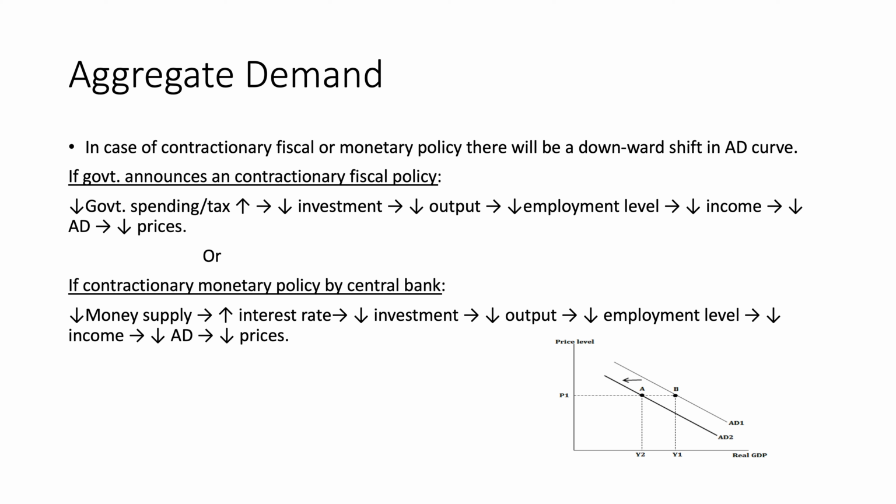Similarly, contractionary monetary policy reduces the money supply. That leads to a higher interest rate, lower investment, lower output, lower employment level, lower income, lower aggregate demand, and again prices are going to be reduced. So again there is a downward shift in the aggregate demand curve.